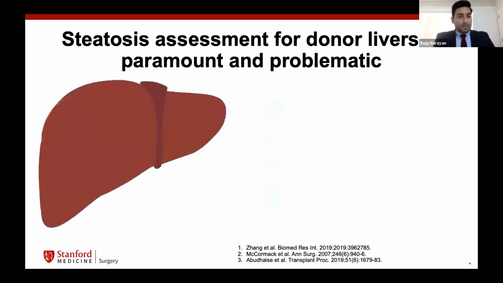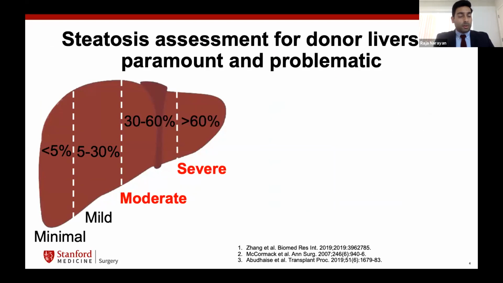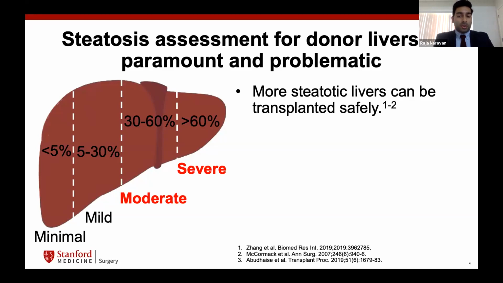Steatosis is an important characteristic to identify on donor livers because it has been associated with a greater risk for early allograft dysfunction when present. In fact, some donor livers with isolated steatosis greater than 60% that are otherwise viable could be discarded and not used altogether. Recent literature, however, has shown that increasingly steatotic livers can be transplanted safely without the same associated risk for early allograft dysfunction, or EAD.